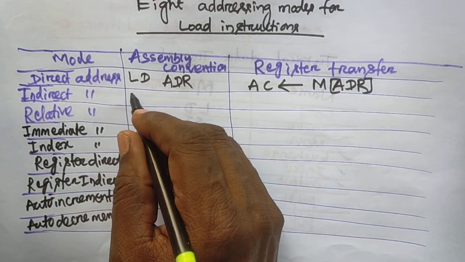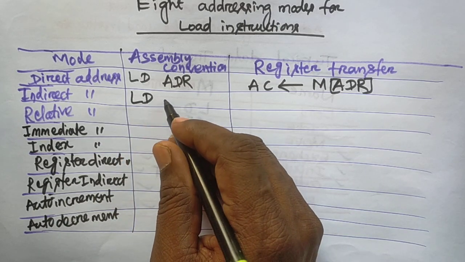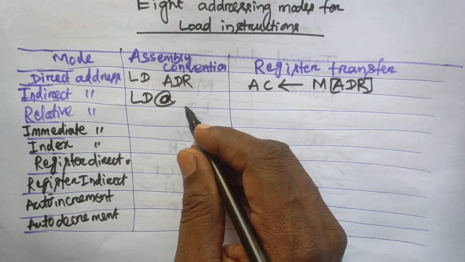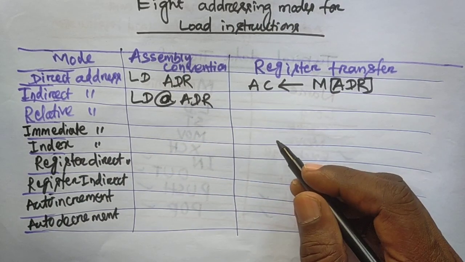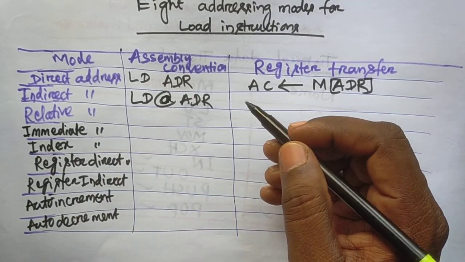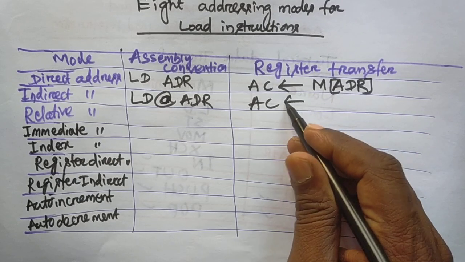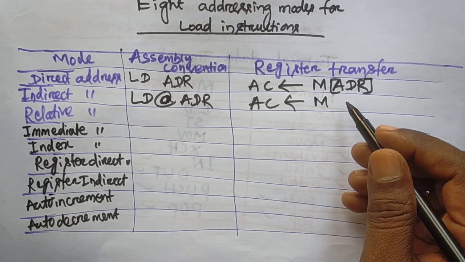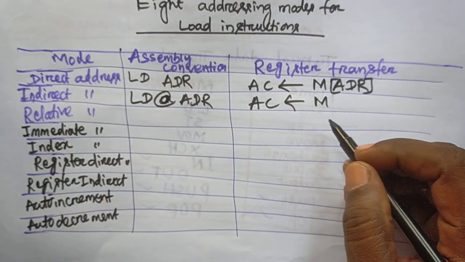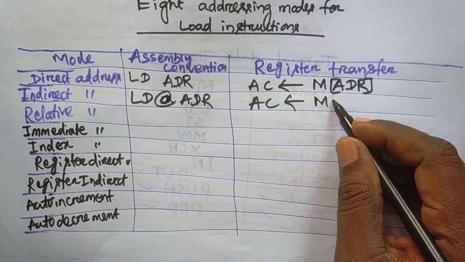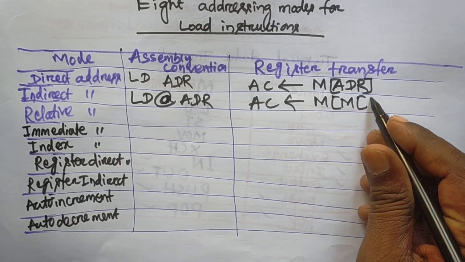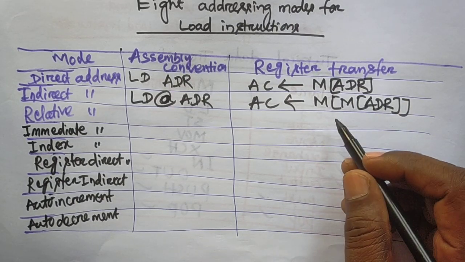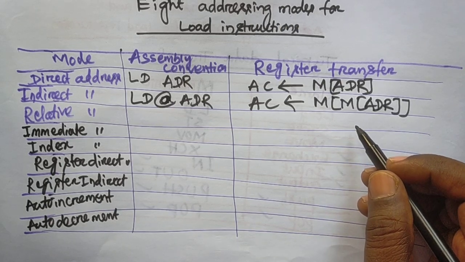If we go through indirect, the same case applies, but with one concept: at the rate ADR. We write load at the rate ADR, meaning some address has to be defined. I have already told you that indirect address involves two references. In this we define ADR as one reference, then again another reference. If a number of references is there, then we go through this indirect address.